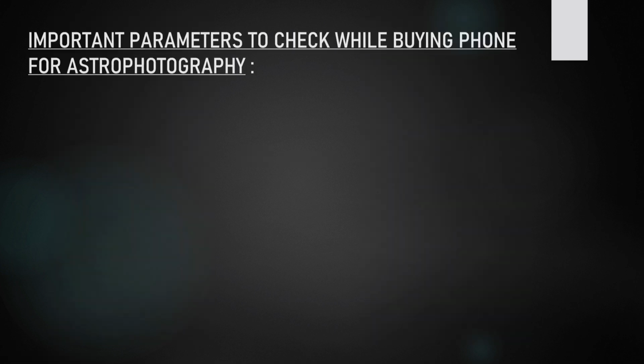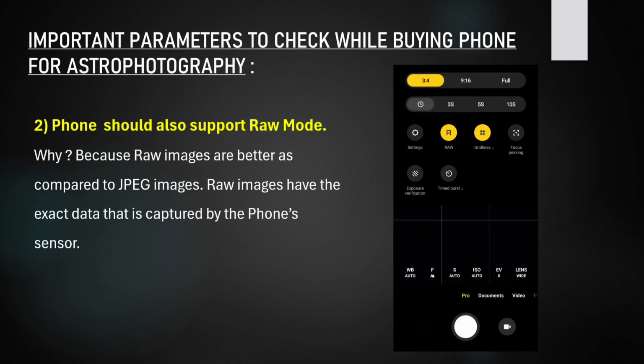Okay, the other parameters are, second is the raw mode support. See, raw mode support is very important nowadays because the phones are getting advanced, and as a result of that, the raw mode is also available in many of the phones. So if raw mode is available, then you will be able to capture raw images, and during stacking you will get a better output as compared to the JPG images. See, raw images contain the actual data that is captured by the phone's sensor. Okay, so it is better to have raw images for stacking as compared to the JPG images. So make sure raw mode is also there.